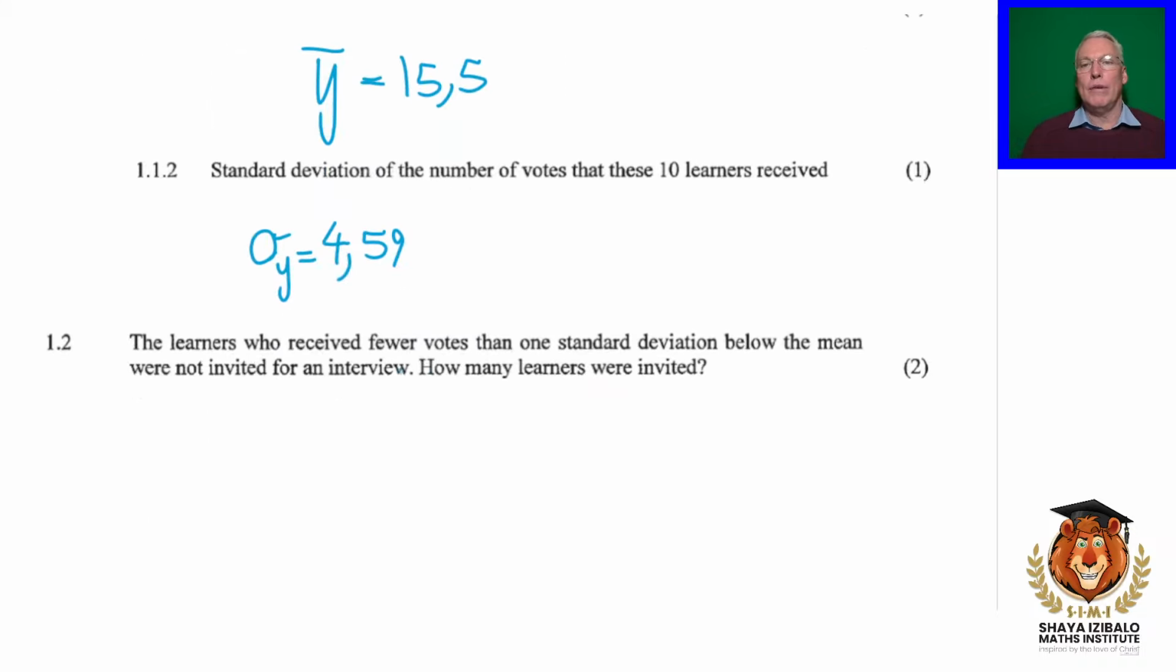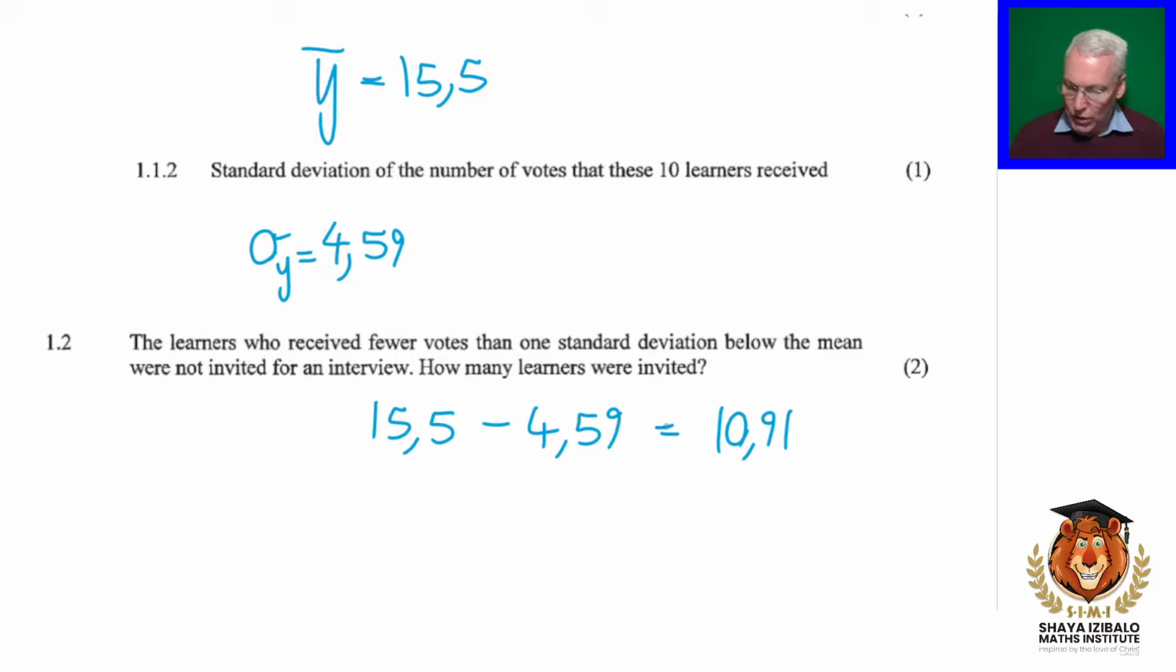Okay, the learners who received fewer votes than 1 standard deviation below the mean were not invited for an interview. So what we're going to do now is take this value of 15,5. We're going to subtract a standard deviation, which is 4,59, and we get a kind of a cutoff, if we like, of 10,91. So the learners who will be invited for an interview are the ones that got more than 10,9. All right, and so there are 8 of them, I think. Yeah, we just got to count the ones that got more than 10,9. It's 1, 2, 3, 4, 5, 6, 7, 8. Right, so 8.